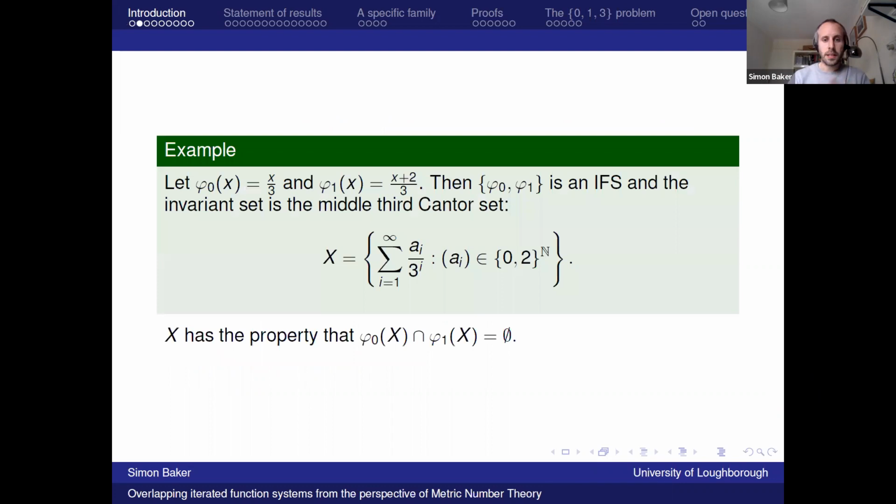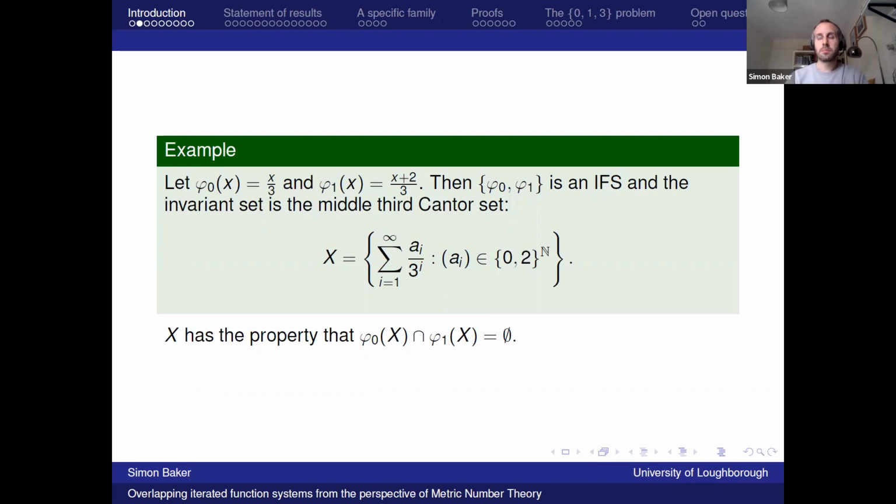Okay, so here's an example, probably an example we all know. If I take these two maps, the map x goes to x over 3, and the second map x goes to x plus 2 over 3, then this IFS has the middle third Cantor set as its invariant set. So those real numbers whose base 3 expansion only contains 0 and 2. And I just want to emphasize here that if you look at the images under the two maps in the iterated function system, then their intersection is empty, they are disjoint.